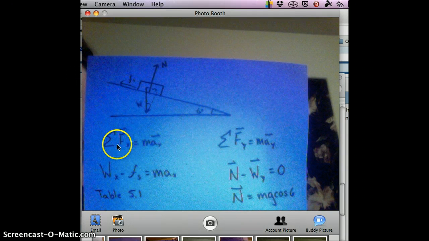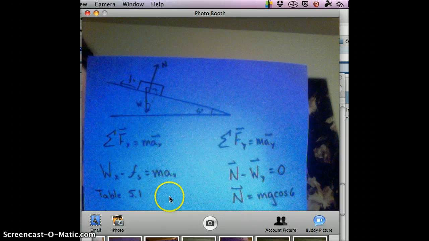So sum of the force in the x equals m a_x, so I'm going to have w_x in what I'm going to call the positive direction, minus f sub s equals m a_x. In the y direction, I'm going to have the normal force up minus w sub y down equals 0, because since I tilted my axis, there's no acceleration in the y direction. The car is not floating or sinking. So N equals w sub y. Instead of w sub y, I'm going to put mg cosine 6.